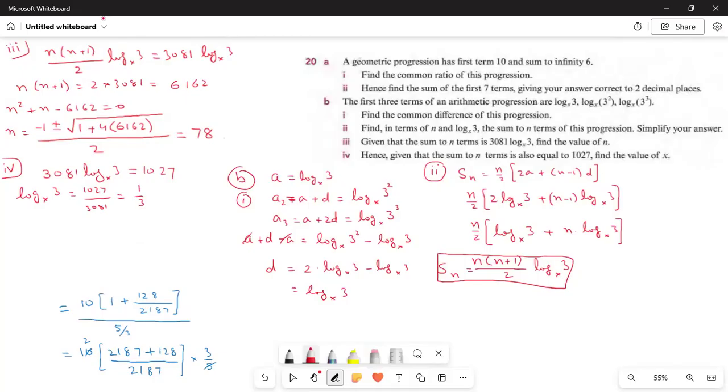If I convert this logarithmic form into exponential form, you can see that x to the power 1 by 3 is going to be equal to 3. You have no confusion in going from this step to this step. And from here, if I raise both sides to the power 3, it will become x equals 3 to the power 3, which is 27.